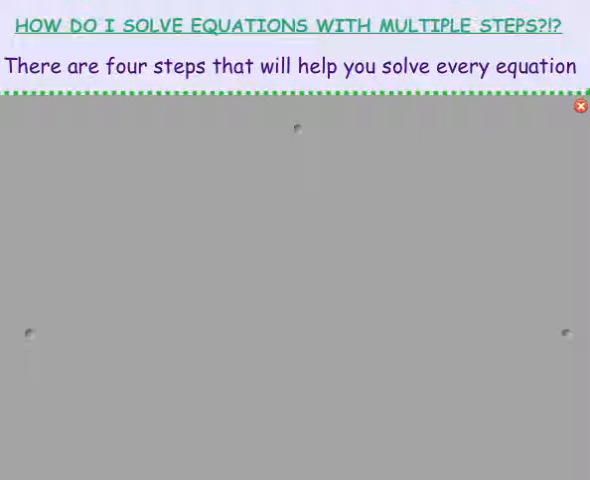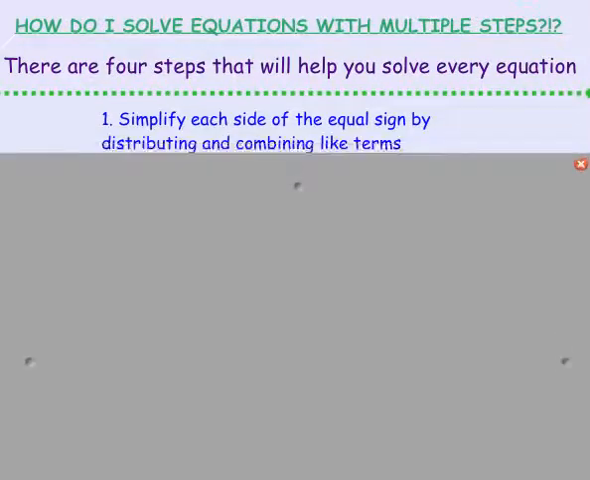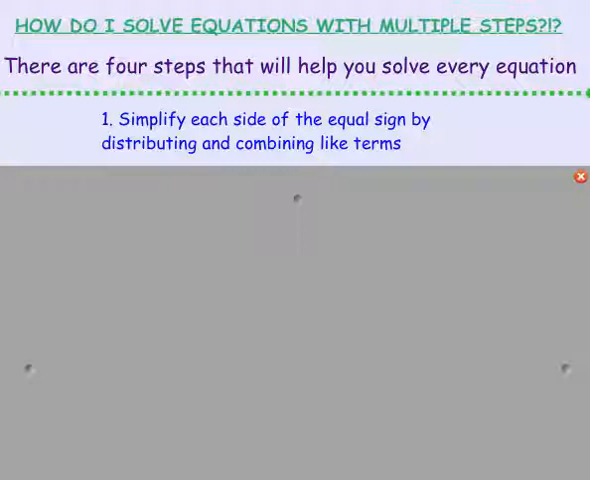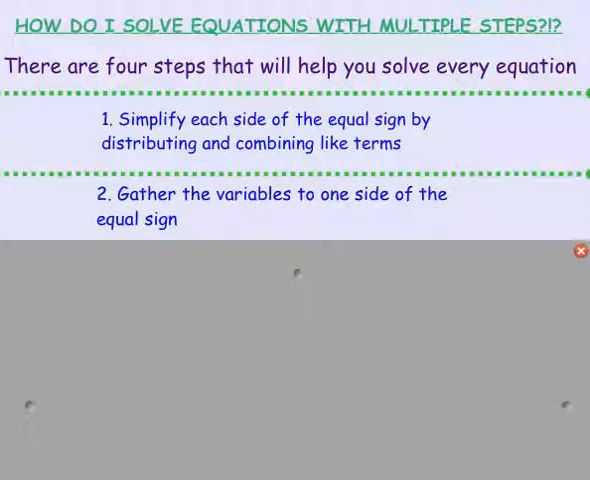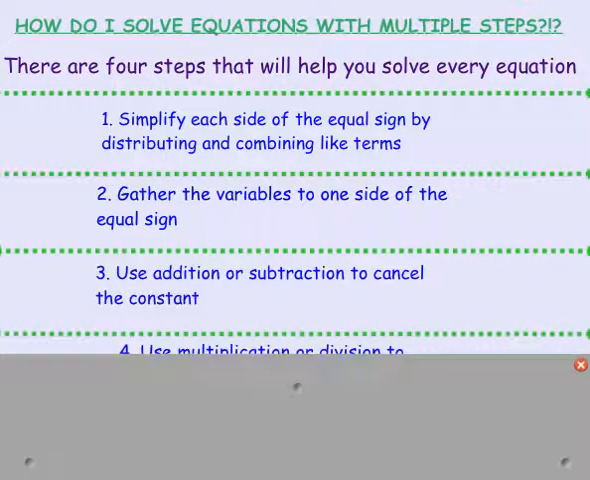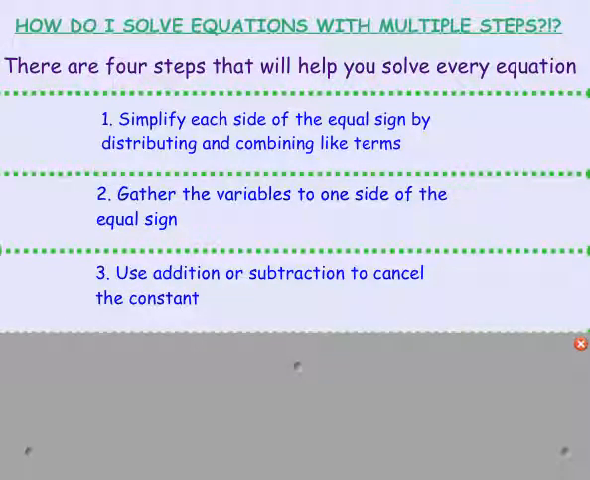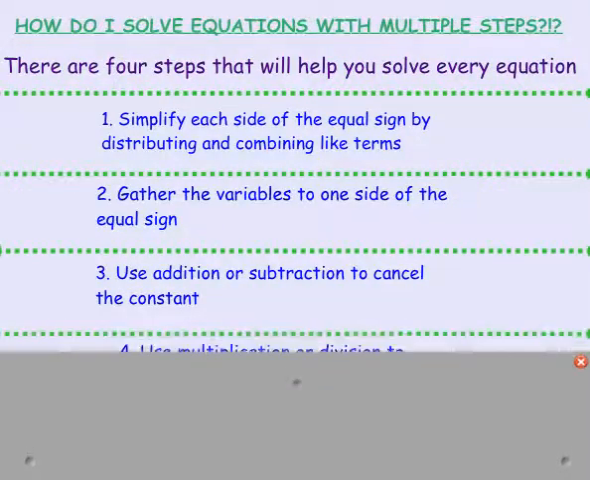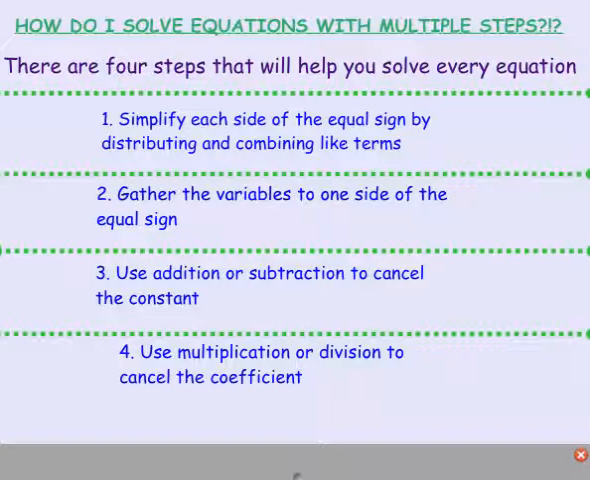We are going to learn how to solve multi-step equations. Now, there's 4 steps that will help you solve every equation. Number 1, simplify each side of the equal sign by distributing like terms. Number 2, gather the variables to one side of the equal sign. 3, use addition or subtraction to cancel the constant. 4, use multiplication or division to cancel the coefficient.